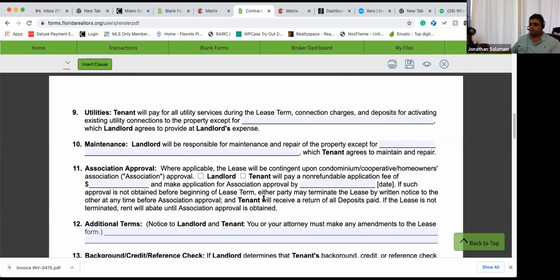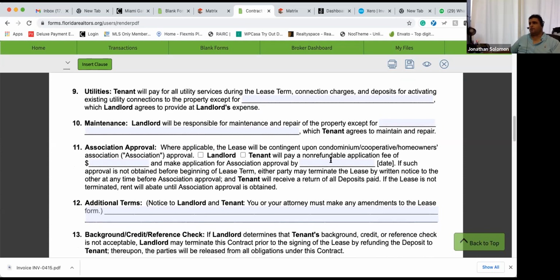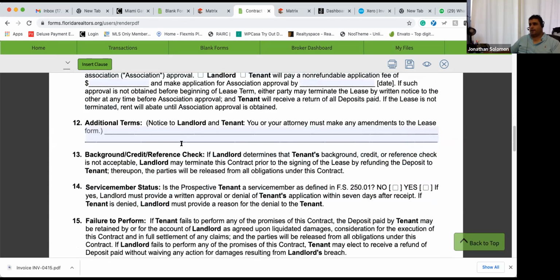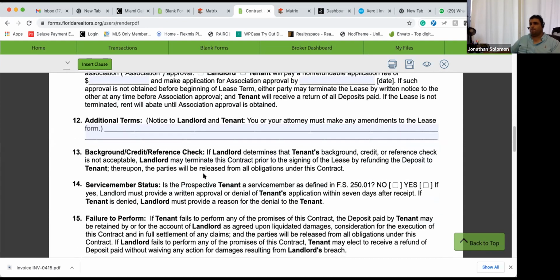Number 11, homeowner association approval, whether it's a homeowner association, a condo, a co-op, if there is an approval that needs to be received by the association prior to moving in, who is responsible for the application fee, how much the application fee is, and how soon they will receive the approval in order for the contract to be valid. So that's right here. If there are any additional terms, we can put them here.